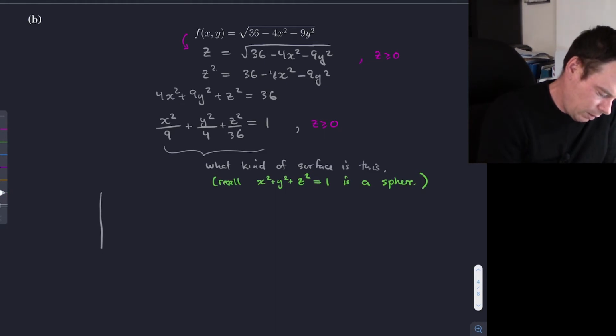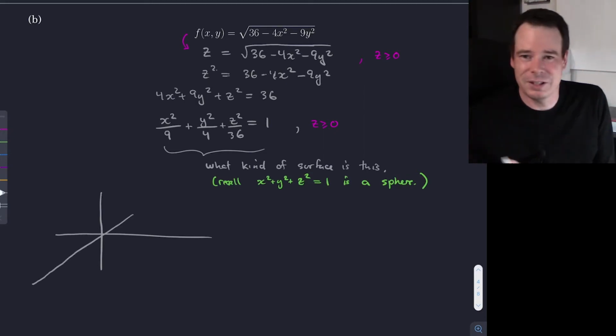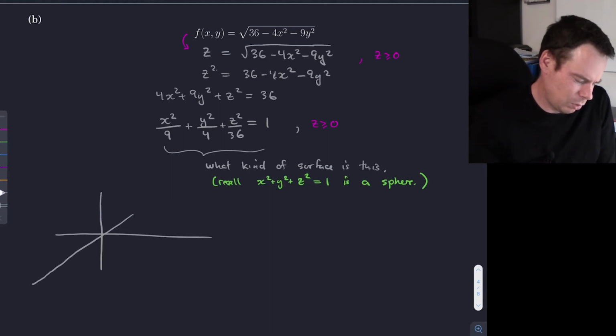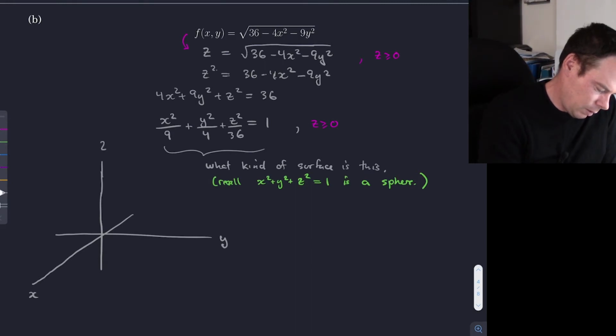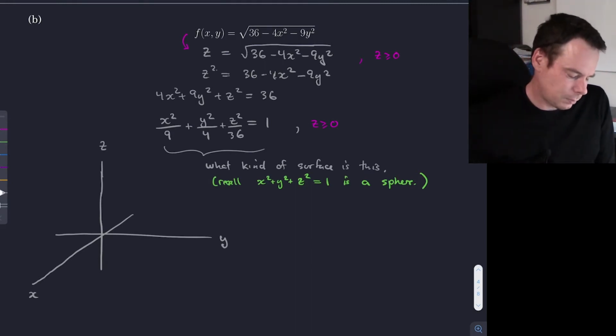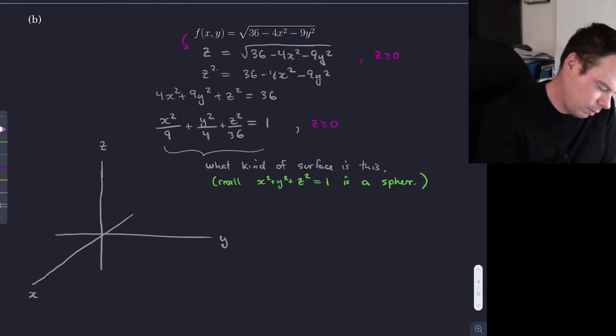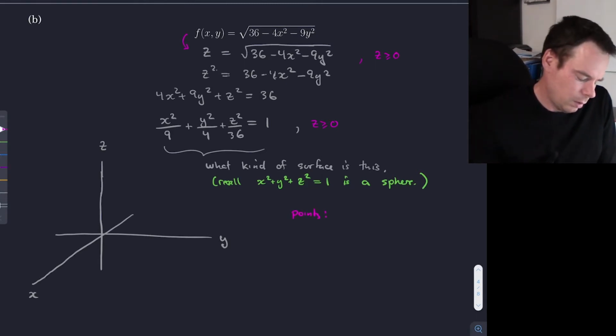So how can we get a good graph of this? Well, the idea is we plot some points. We know it's got to be kind of a sphere-like object. There's just some stretching that's going to happen. So maybe I'll make my z-axis a little bit longer. So again, I'll think of some points. What are some points on this object? What are some points that satisfy the equation?